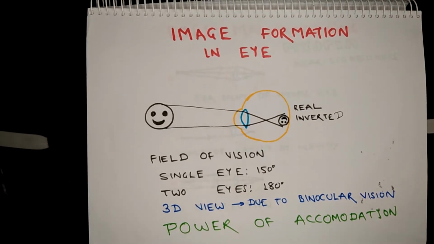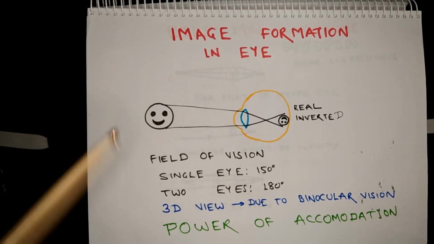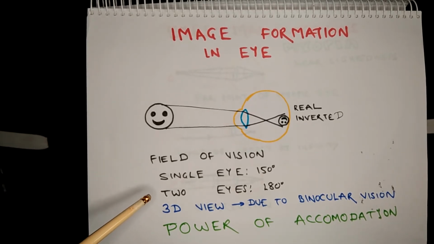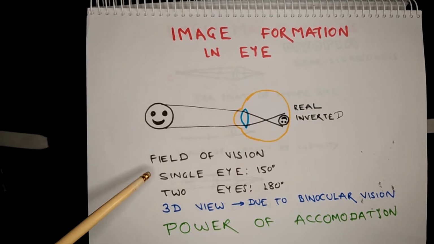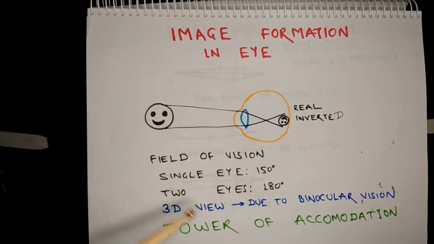Now human eyes have some unique properties. One of the properties is the field of vision. The field of vision of a single eye is 150 degrees, and with two eyes this becomes 180 degrees. So we can see a wide view through our two eyes.